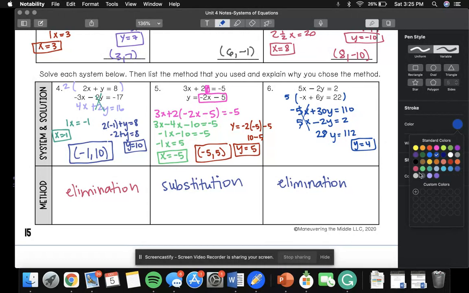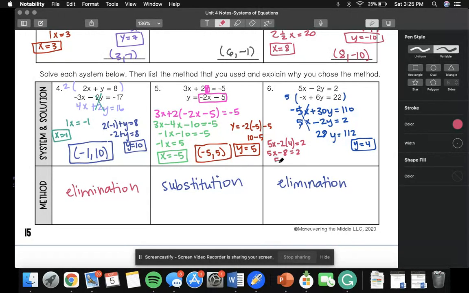Okay, then we would have to figure out what the x is equal to. So I'm going to do 5x's minus 2y, so 2 4's, equaling 2. Which would be 8. Then I would add the 8 and get 10. And then I would get x equals 2. So my solution would be 2, 4.